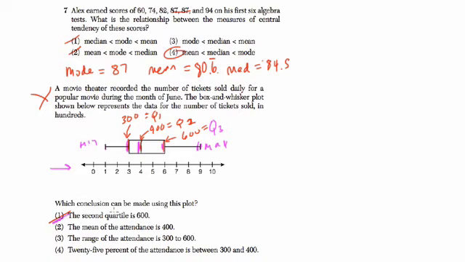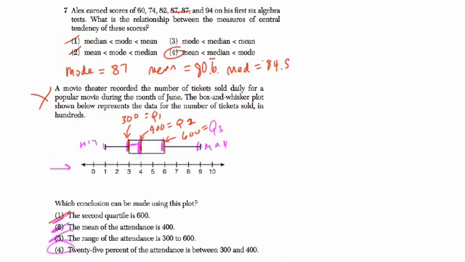So the second quartile is not 600. The second quartile is this line right here, 400. The mean is not 400. The median is 400, so that's out. The range is not from 300 to 600, not from these two lines, but from the min to the max, or 800. And 25% always is between the first and second quartile here.